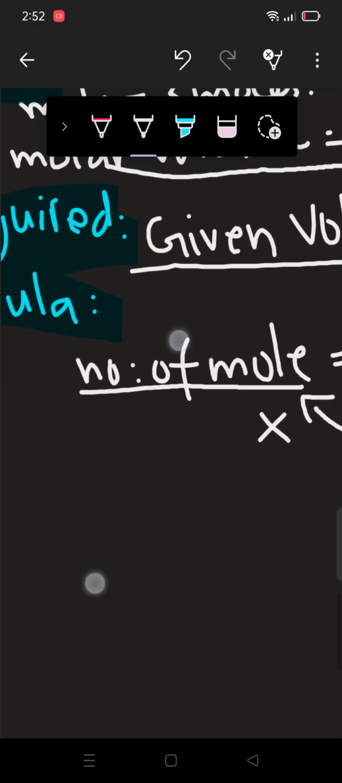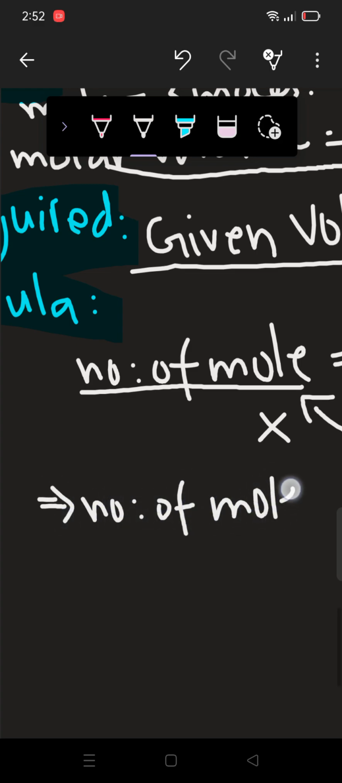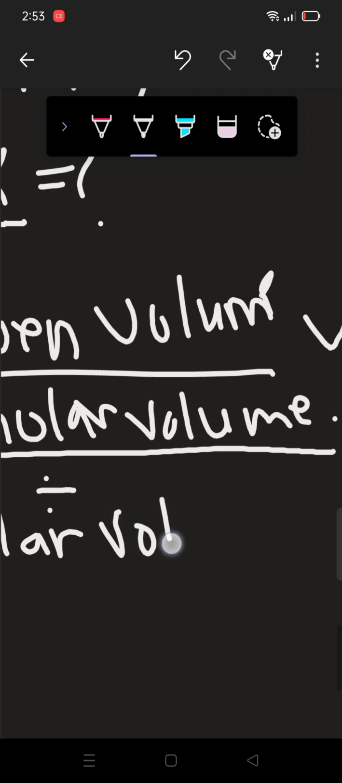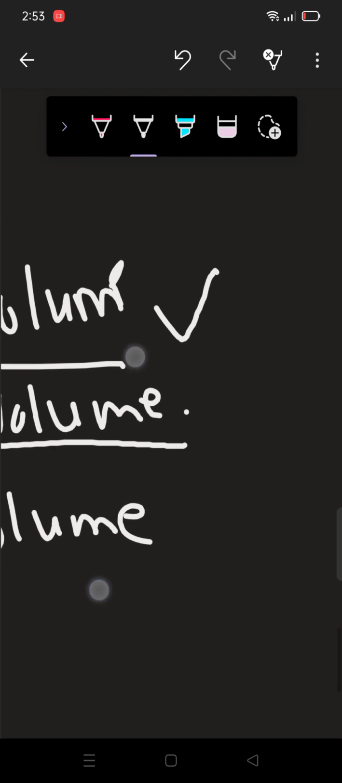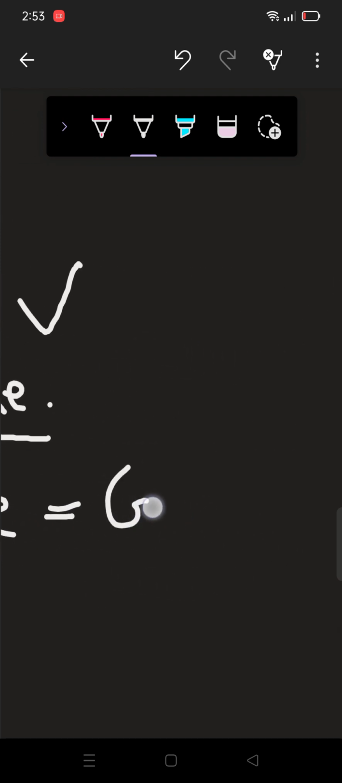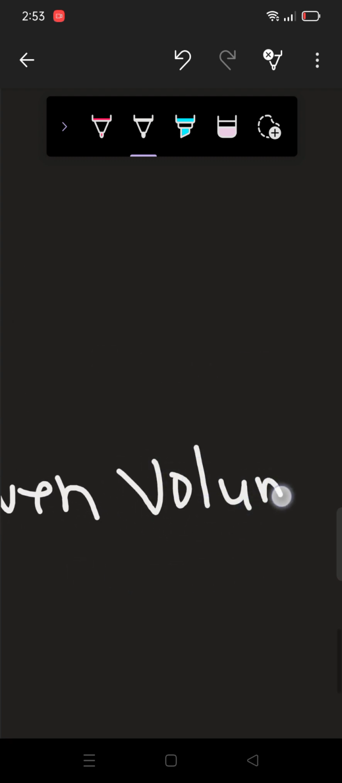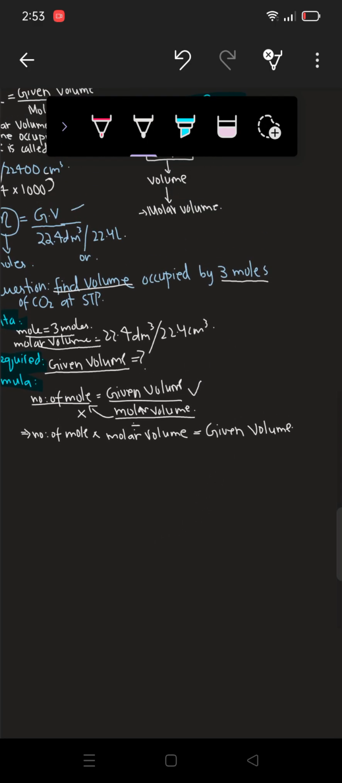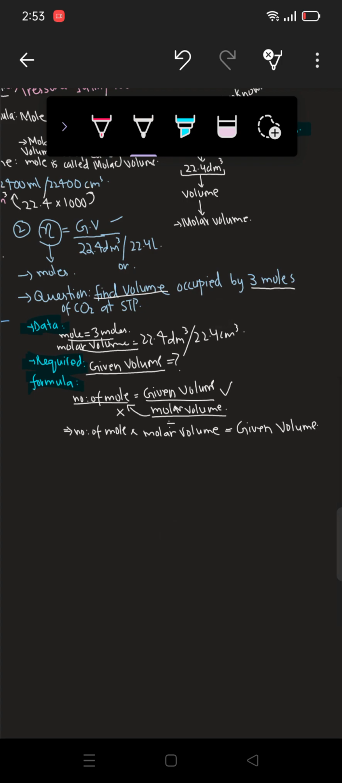So the formula we get here is number of mole into molar volume is equal to what we are finding. We are finding the given volume. Now basically we have made the formula as well. Number of mole into molar volume will give us the given volume.